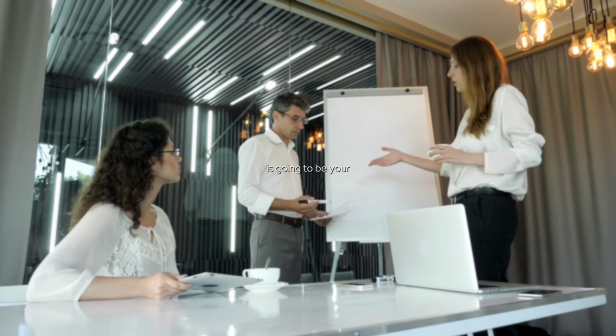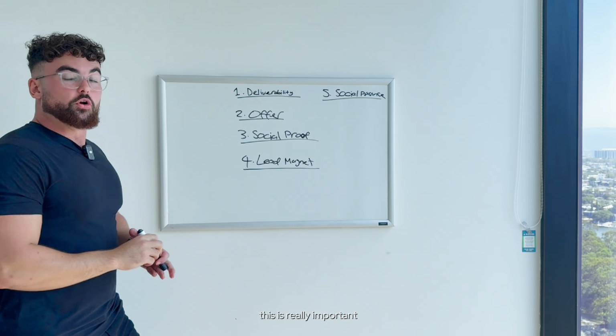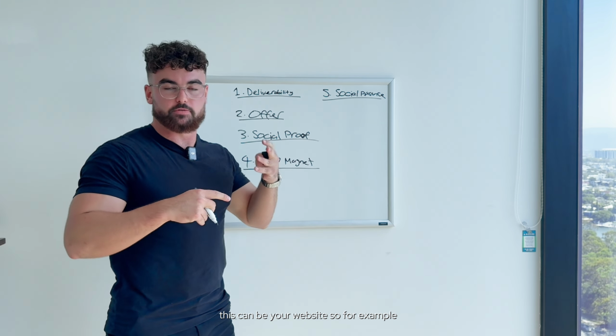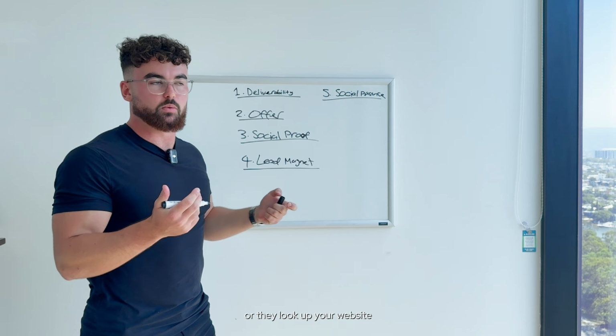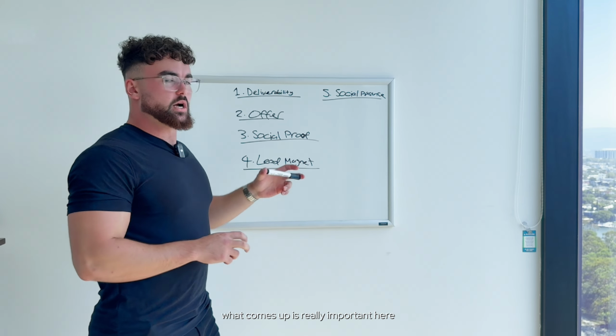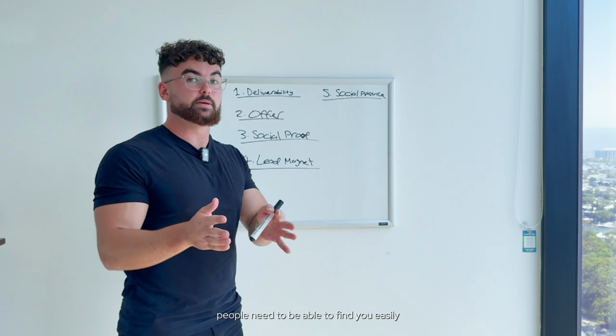Number 5 is going to be your social presence. This is really important when prospects actually go to look you up. This can be your website. For example, when they look up your name or your website, they'll take your domain name, put that into Google and do a quick search. What comes up is really important here. People need to be able to find you easily.